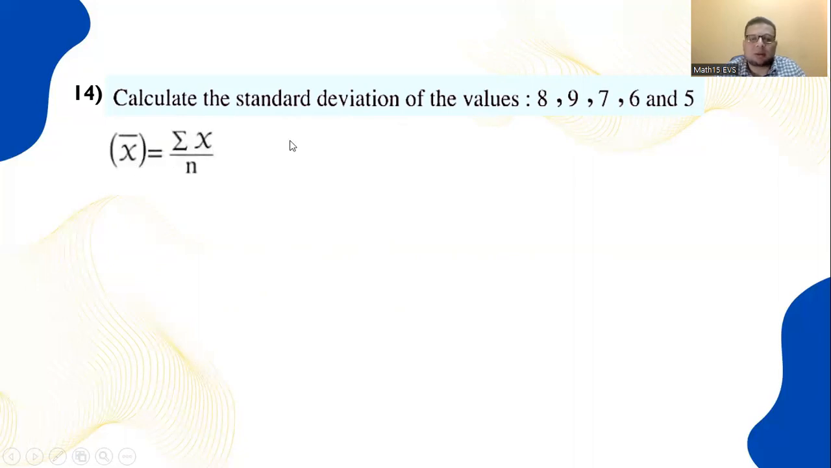X bar is the sum of all values x over the number of values. That will be 8 plus 9 plus 7 plus 6 plus 5 over the number of values. How many values? 1, 2, 3, 4, 5. Divide by 5. You will get 35 divided by 5, which is 7. So I now have x bar.